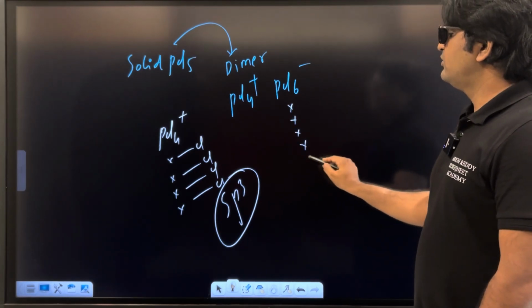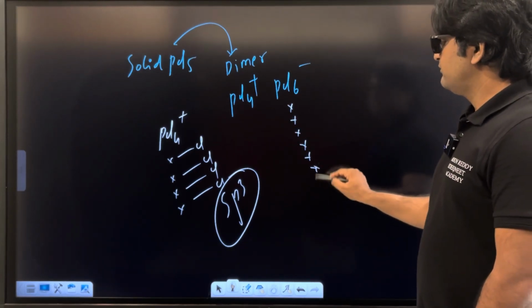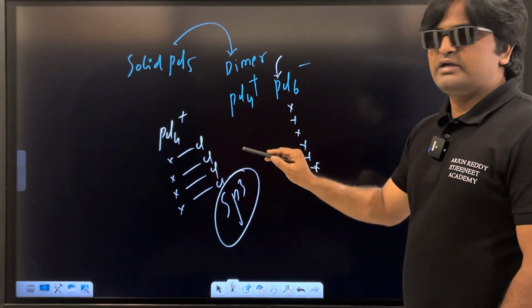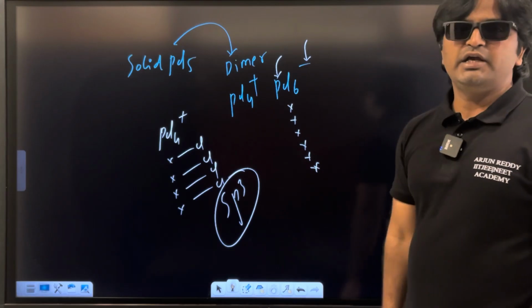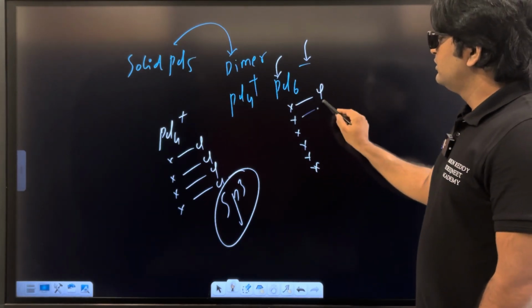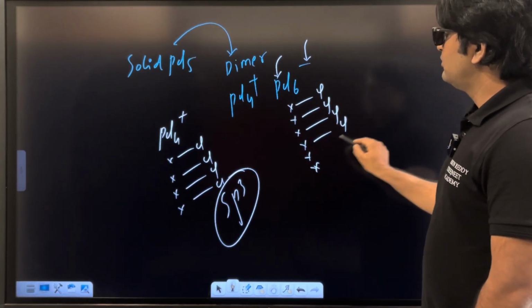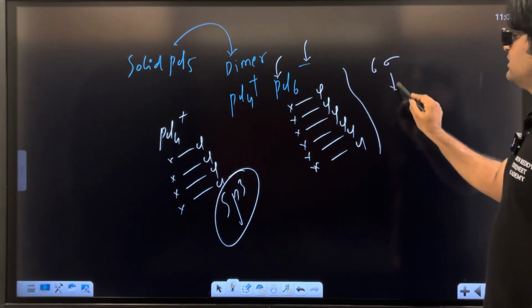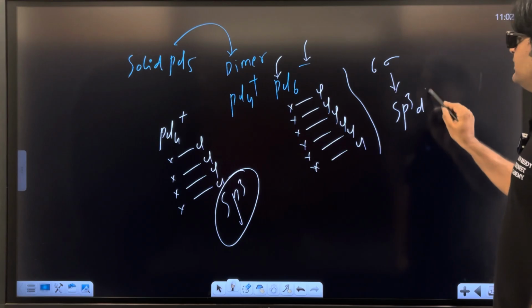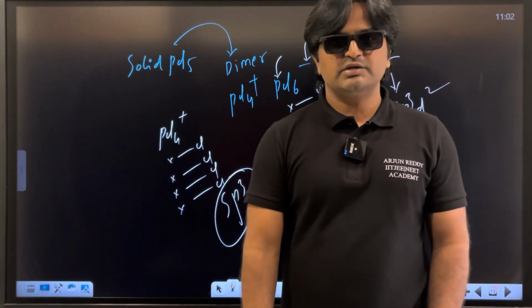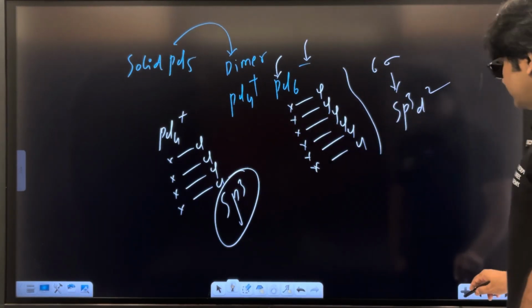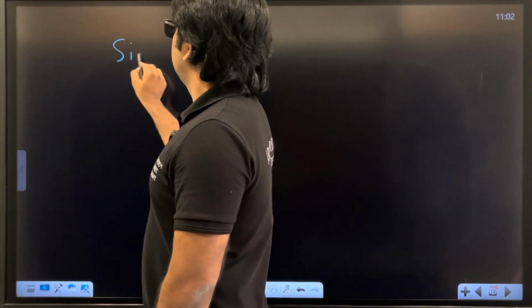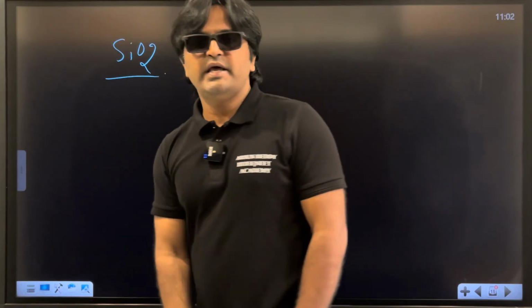Now come to PCl6 minus. 1, 2, 3, 4, 5, 6. Why are we taking 6 electrons? Phosphorus group number 5, but what is the charge given? Negative charge. Chlorine, chlorine, chlorine, chlorine and chlorine. Total 6 sigma bonds. Then what is the hybridization? sp3d2 hybridization. Come to another important exception, that is solid or simple SiO2, silicon dioxide.